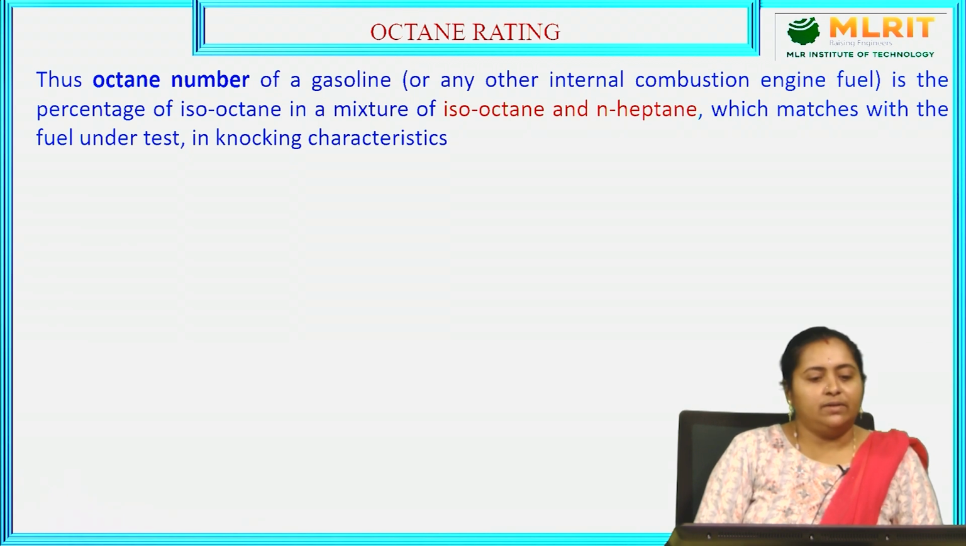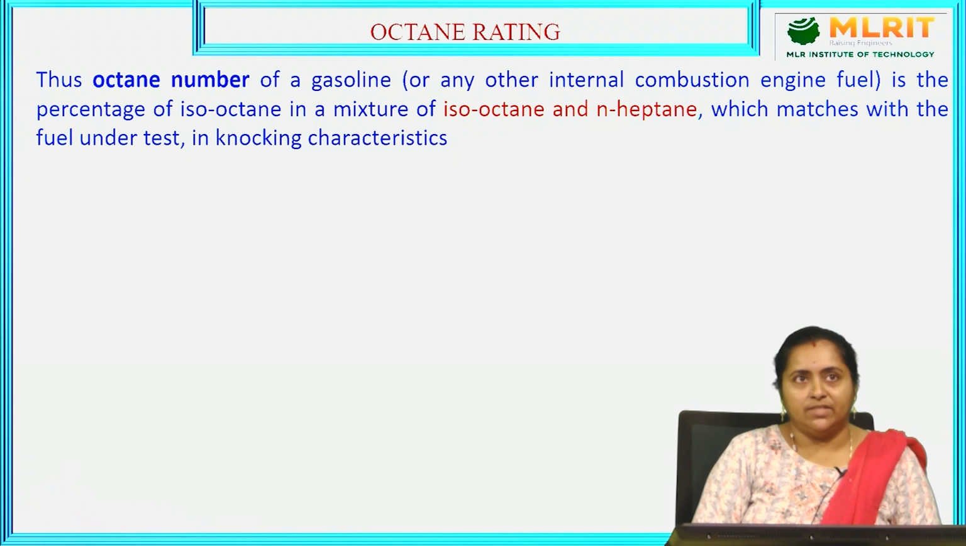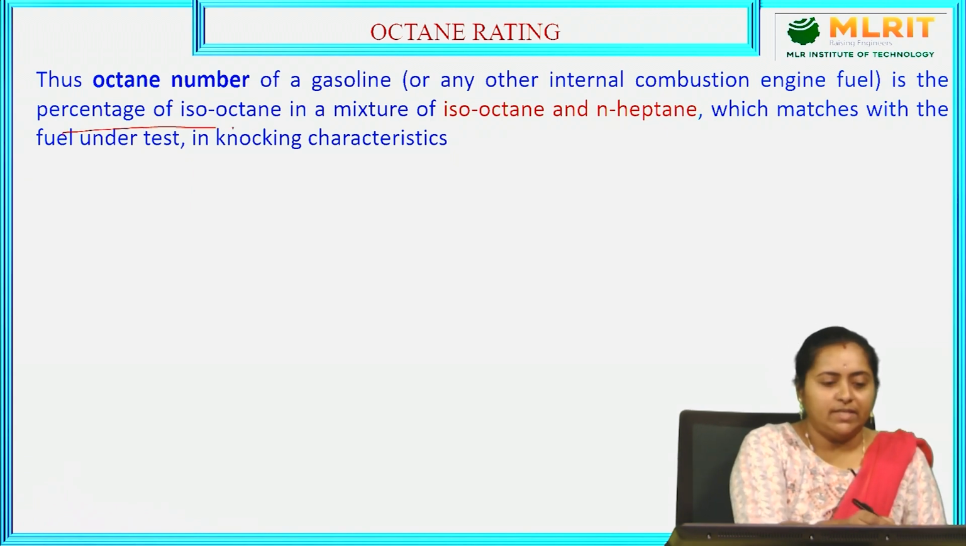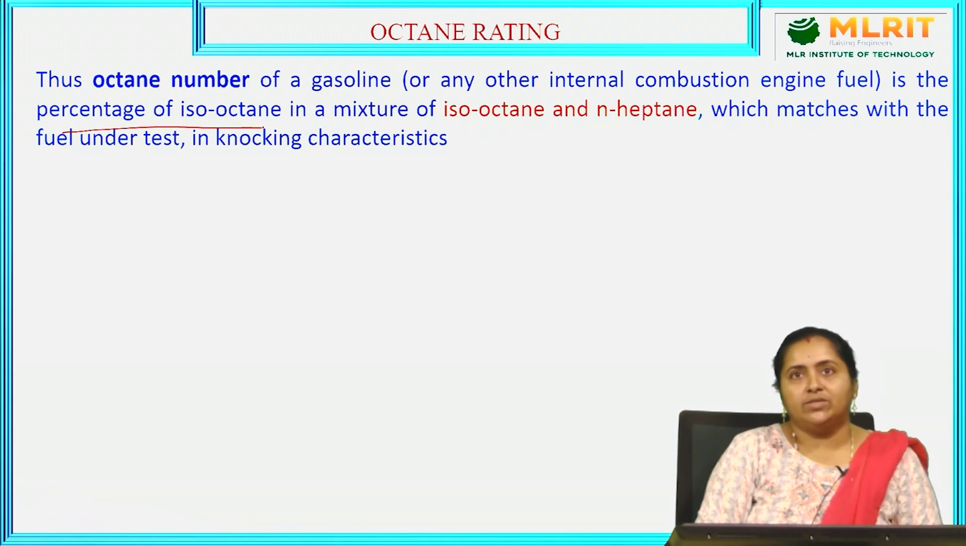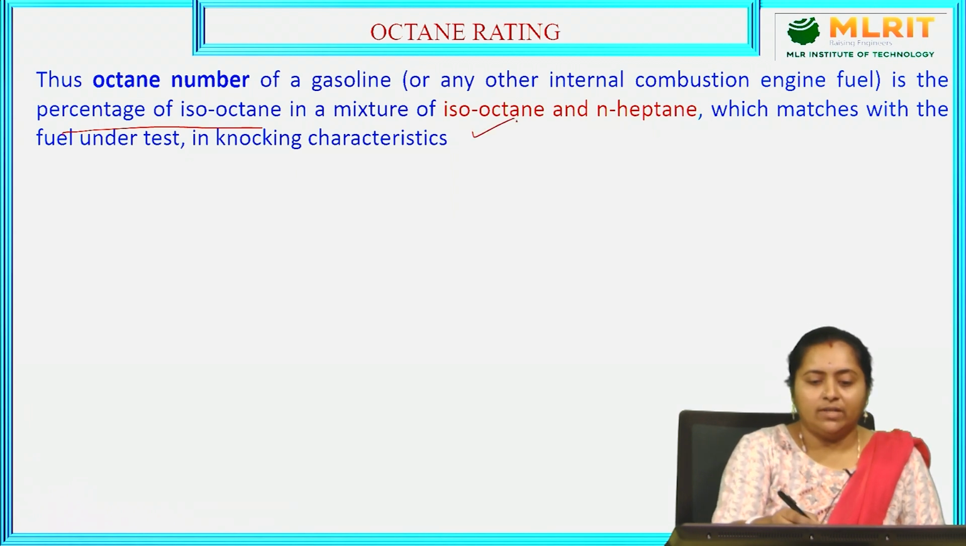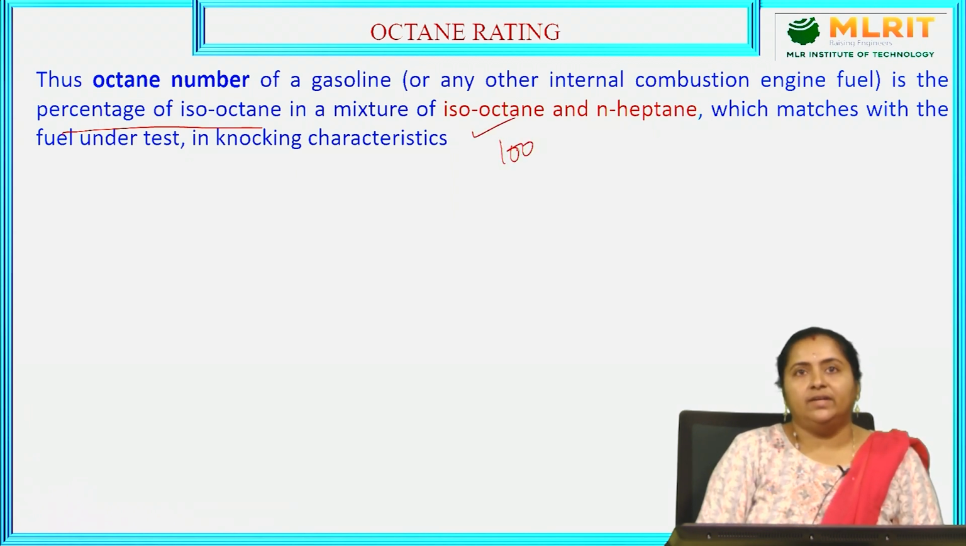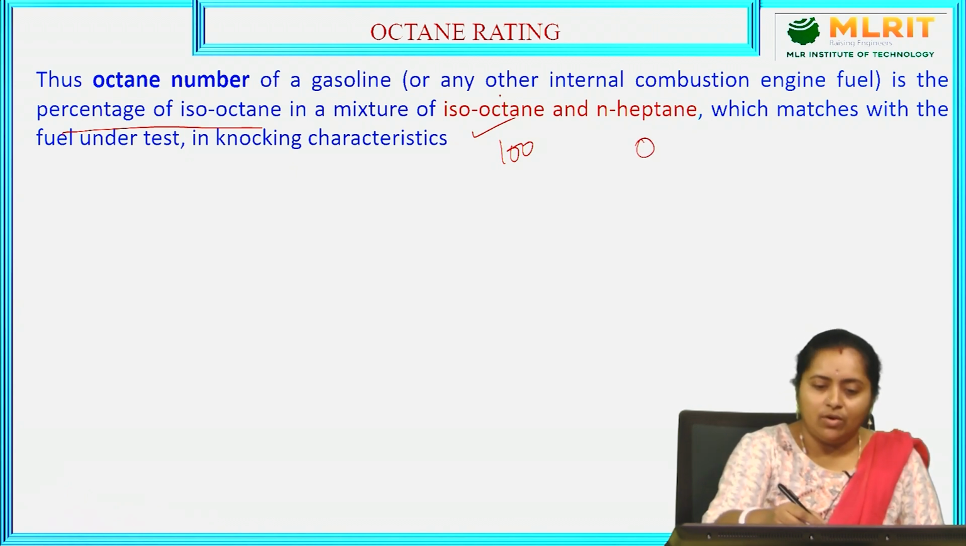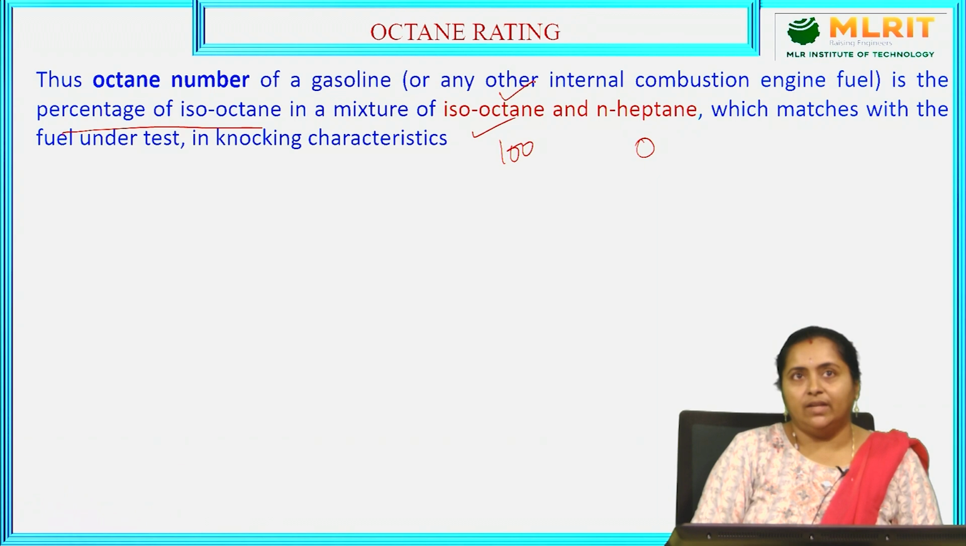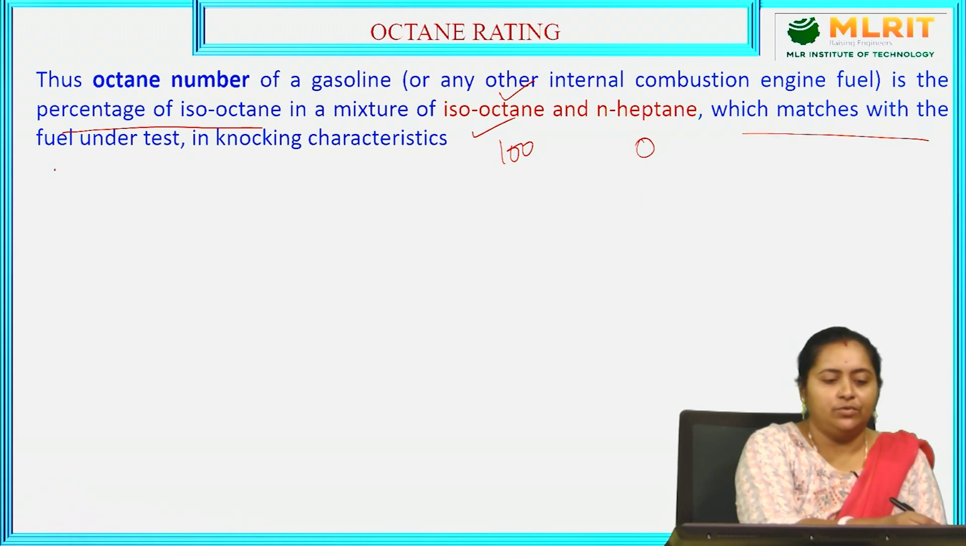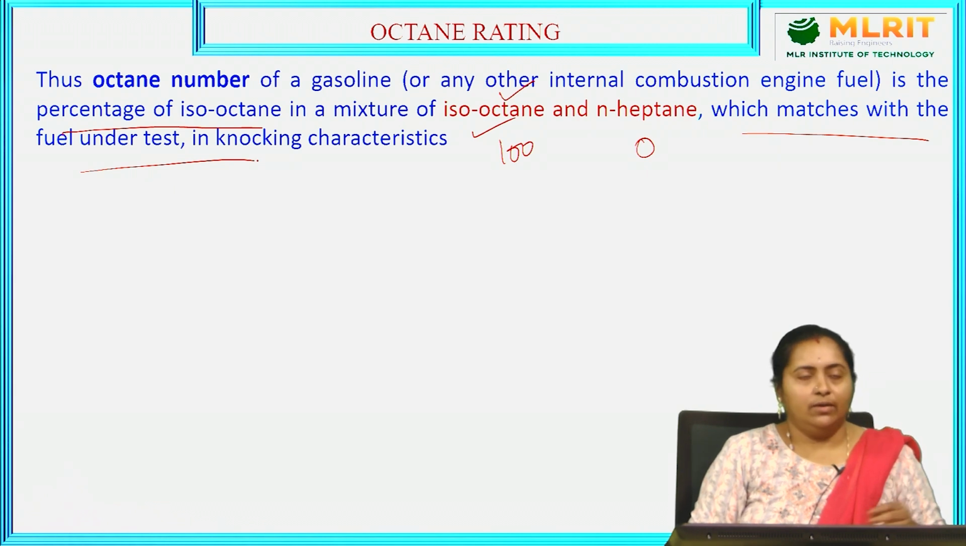The octane number of petrol, or any petrol based ICE, that is internal combustion engine, is defined as the percentage of isooctane in a mixture of isooctane and N-heptane. That means isooctane has an octane rating of 100, and N-heptane has 0. If isooctane is present in more amount, then that fuel will have better anti-knocking properties. So it is defined as the percentage of isooctane in a mixture of isooctane and N-heptane which matches the fuel under test in its knocking properties.